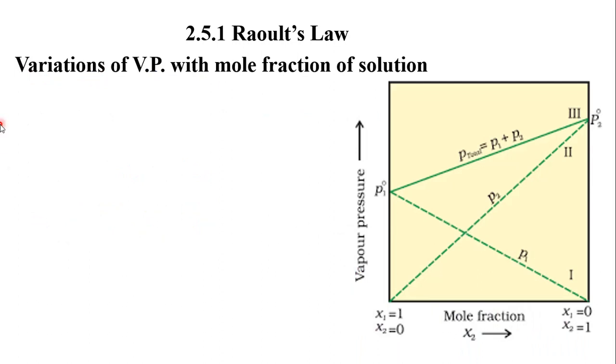Now we will study the variation of vapor pressure with mole fraction of the solution with the help of this graph. Here on the x-axis mole fraction is there and on the y-axis vapor pressure is there. So mole fraction against vapor pressure. This is the graph and it is a straight line. See here, this is Raoult's law for the partial pressure of component A1, that is P1 is equal to x1 into P10 and P2 is equal to x2 into P20.